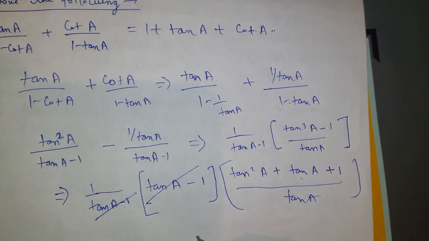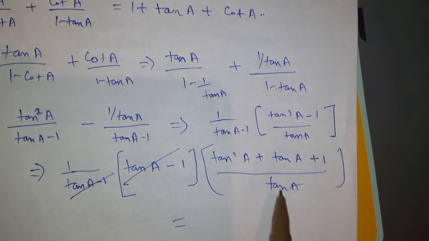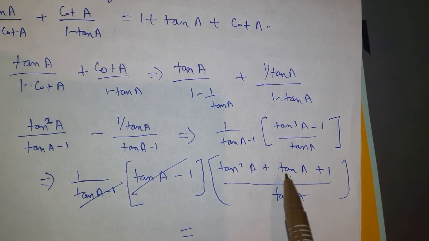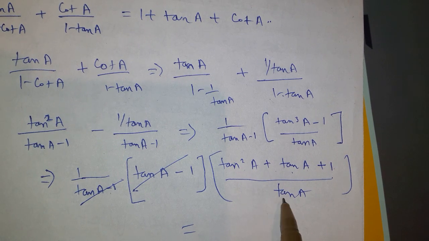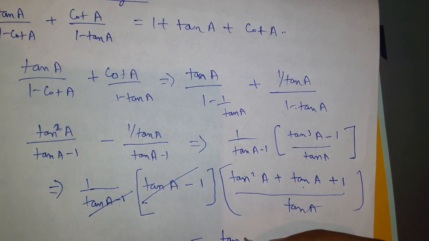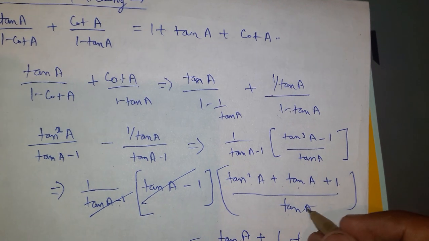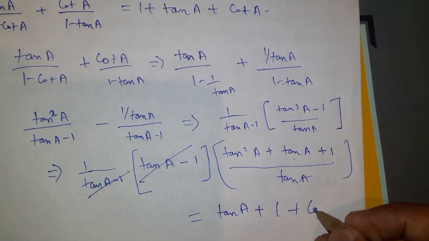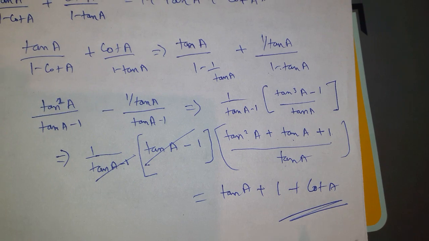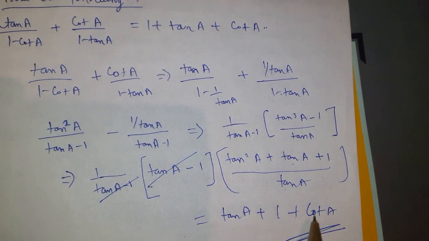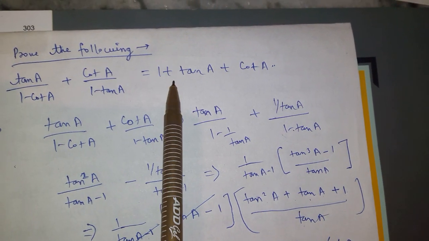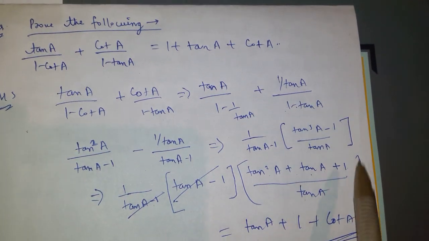Now we can write this term by splitting it into three parts: tan square A upon tan A is tan A, plus tan A upon tan A is 1, plus 1 upon tan A, which is cot A. So hence it is proved. What is the result? Tan A plus 1 plus cot A, and what we had to prove was 1 plus tan A plus cot A. So hence this question is solved.